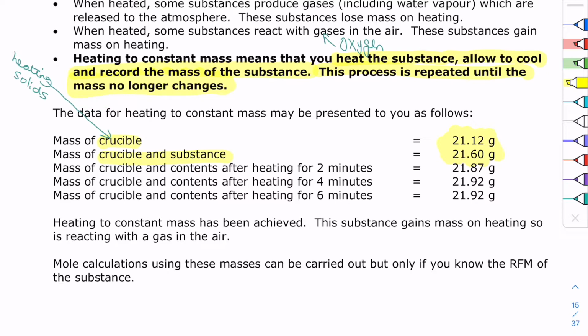You then carry out this continual heating, cooling and reweighing. You'll see here that the mass is gradually changing, but then you get these two readings that have the same value. So that mass is going to be the crucible, it's going to be the substance at the start, and it's going to be whatever gas, say probably oxygen, that you've added. You can then use these values, so this one as well as the first two, to calculate the mass of the magnesium, for example, that you started with, and the mass of the oxygen that was added.